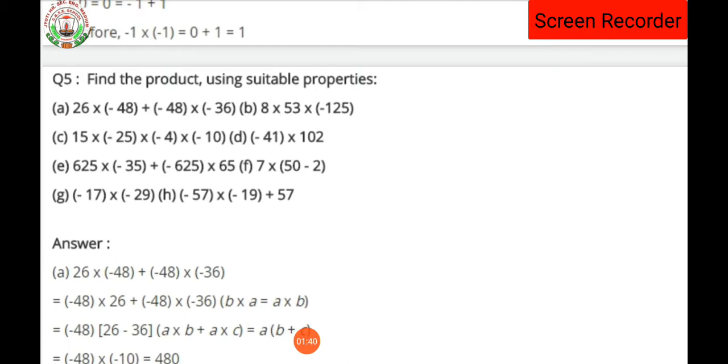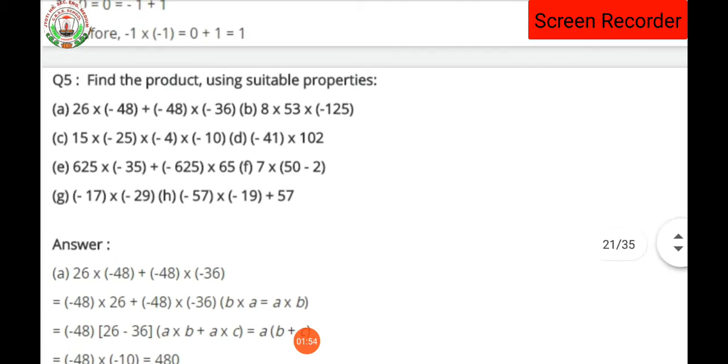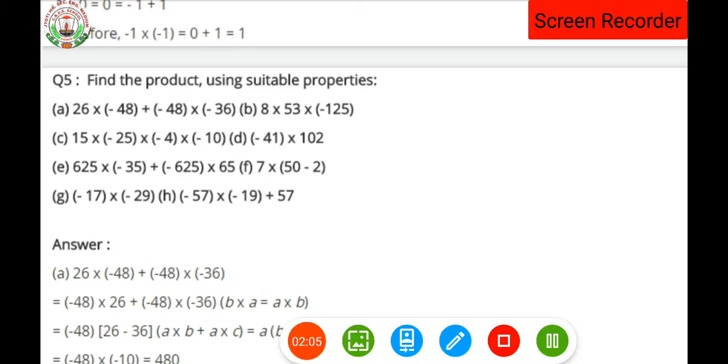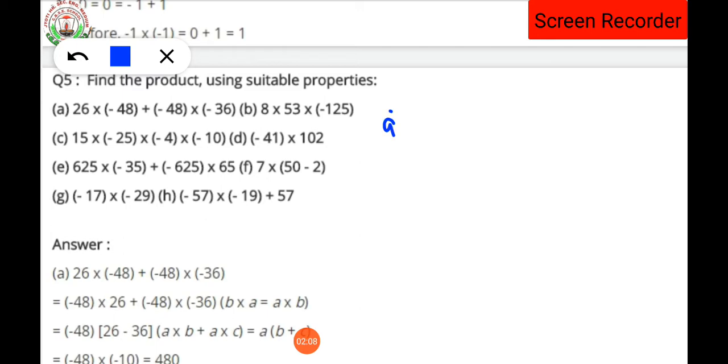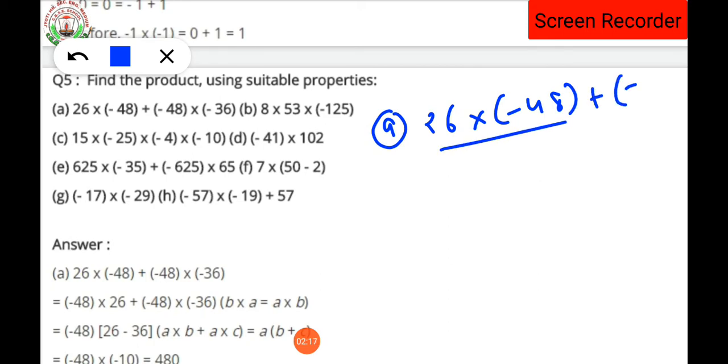Since in the question it is very particularly said that you have to use the suitable property, that means you have to use the property and then only solve. Okay, so fifth question from exercise 1.3, we are having question number 1. What is the question? That is 26 into minus 48 plus minus 48 into 36 is the first question. Have you seen the question? So here is the A part: 26 into minus 48 is the first term plus minus 48 into 36.